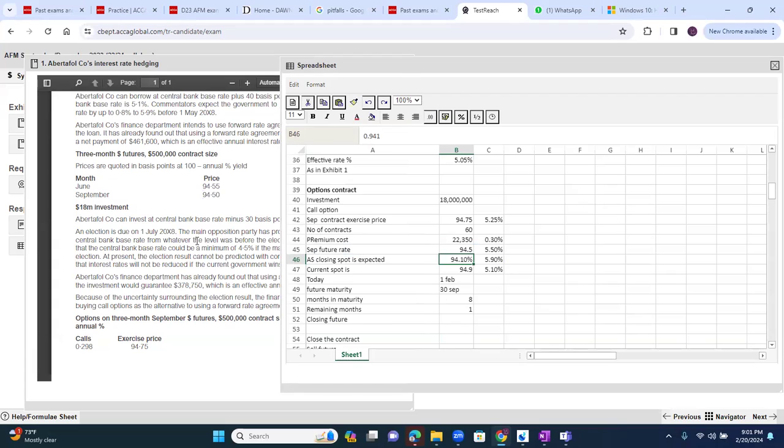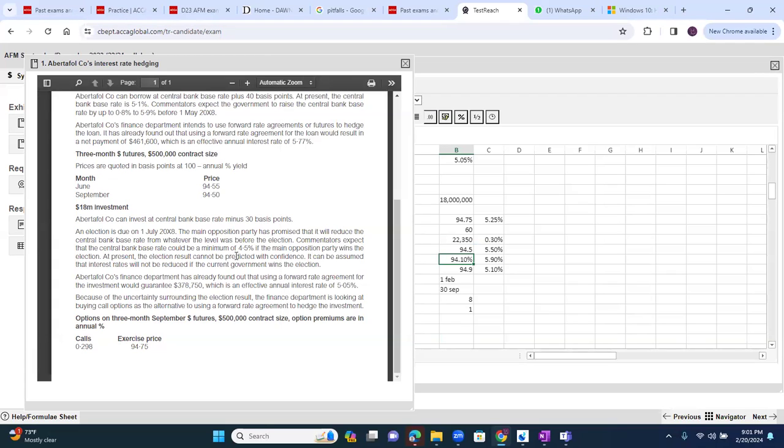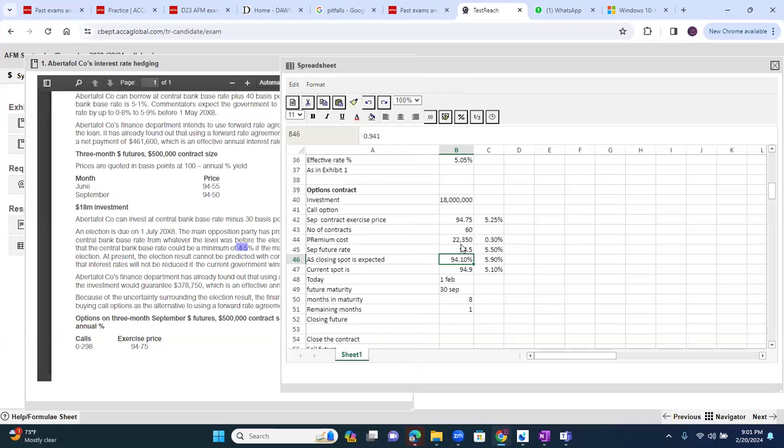And we are expecting what the closing spot would be. Now we are expecting that after the election, the closing spot will be 4.5%. Closing spot 4.5 means 95.5. Okay. Now calculate the closing future.